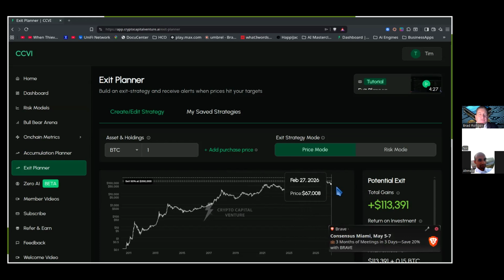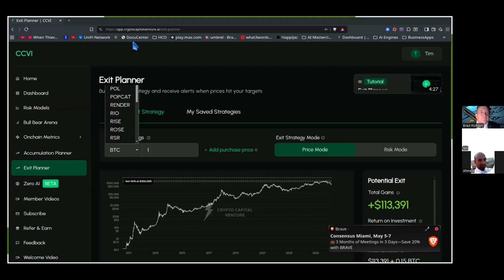Ahmed mentioned it might be better or useful for smaller coins, but does it really matter? No, as long as there's enough information. The thing that matters the most is actually what coins this thing supports. So when you go into the exit planner and come in here, this lists all the coins that they actually have a model for.